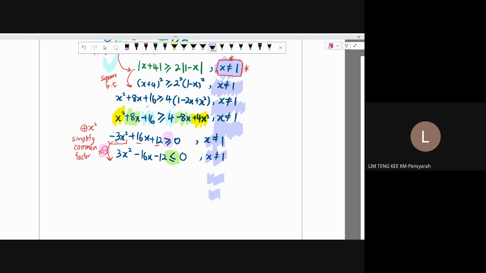Then continue. We would like to refer the left-hand side to factorizations. I have 3x, x. By factorization, I suppose I have (3x + 2)(x - 6). Once again, state the condition x shall not equal to 1.